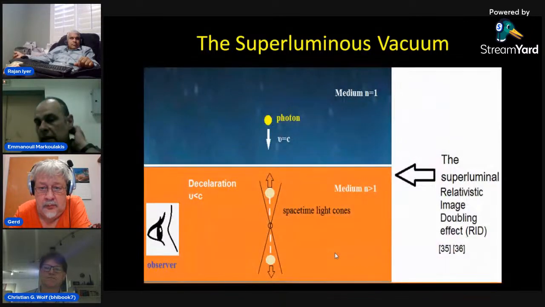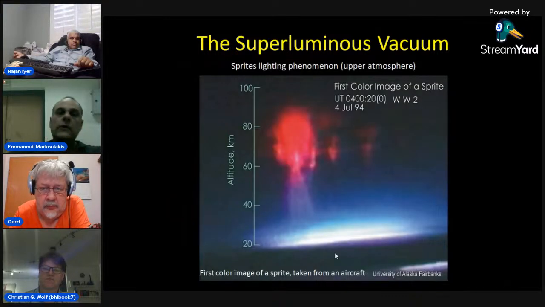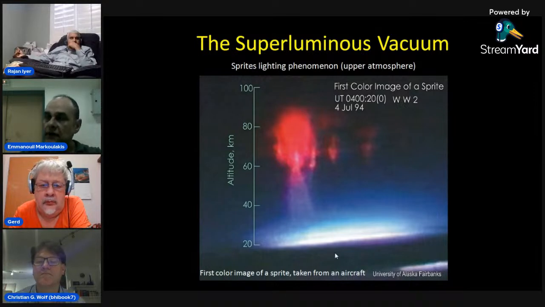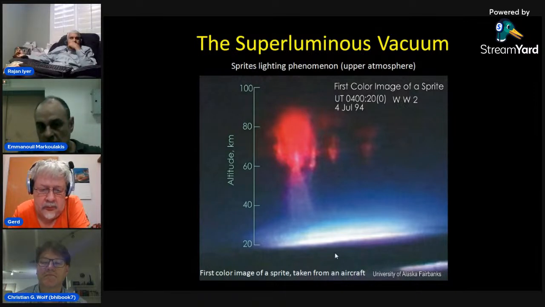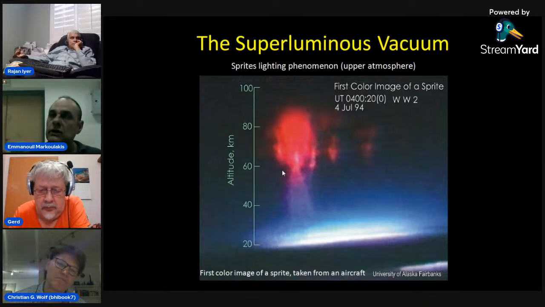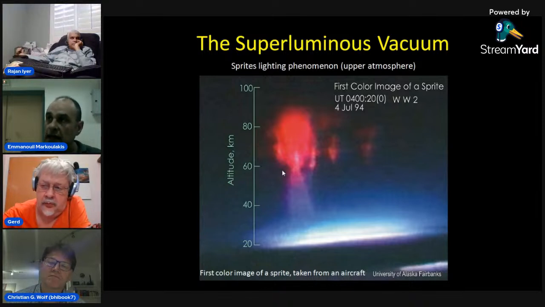To get a better picture of this relativistic image doubling effect, which is a superluminal effect, we can see that in sprites. You know this. I'm not saying necessarily that the sprites phenomenon is due to this relativistic superluminal image doubling effect, but I just use this for a visualization, so you can have a better picture of what we're talking about. Sprites are these thunderbolts in the upper atmosphere. This phenomenon is not yet fully explained, even today.